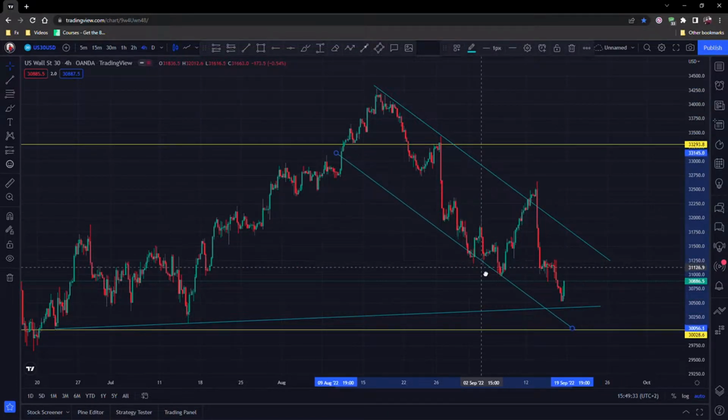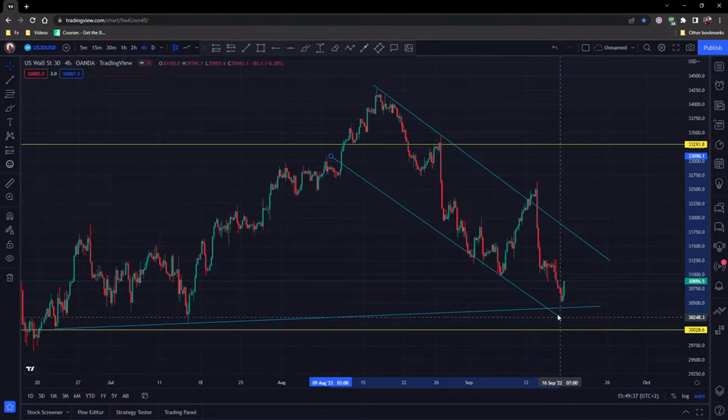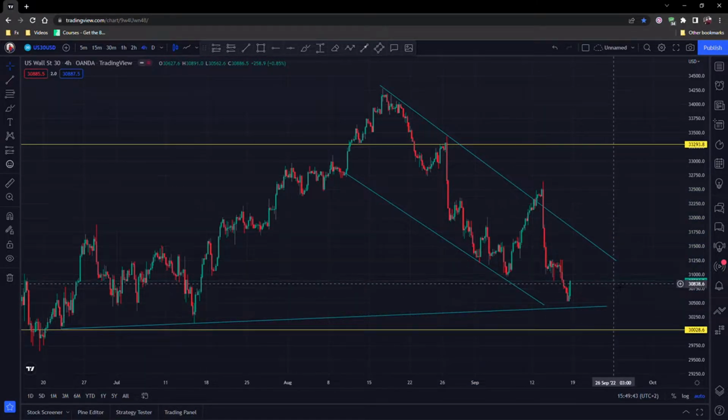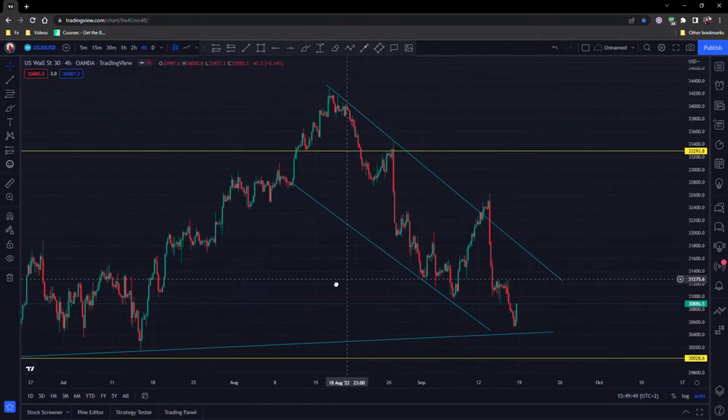You can see that we are still in the overall trend. We are coming to retest that area right there, and you can see that we're still in a bullish direction. This was just a correction in that bullish movement, right?